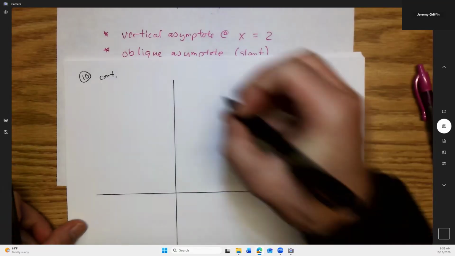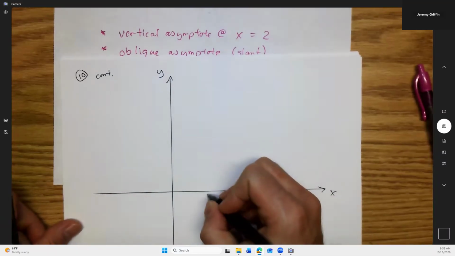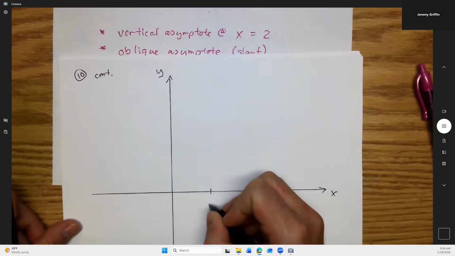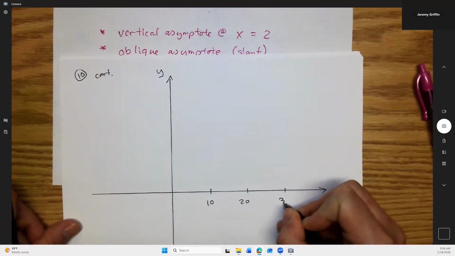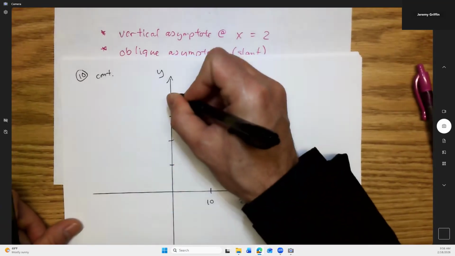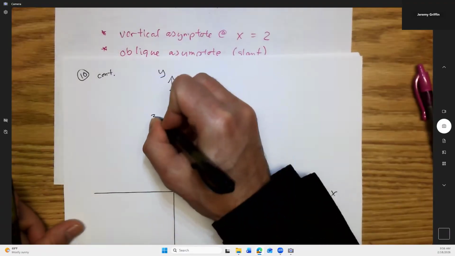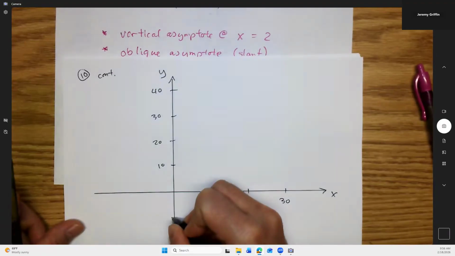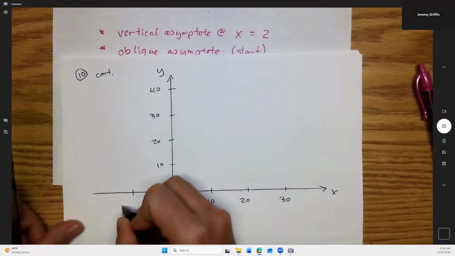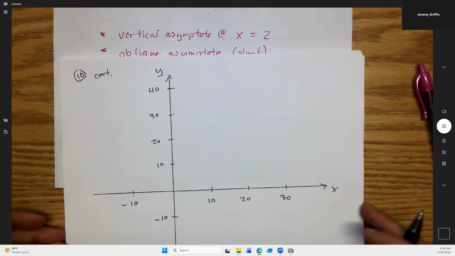So you've got the x-axis, y-axis, and let's go. It's kind of weird. Let's go 10, 20, 30, like this, and then 10, 20, 30, 40. So, 10, 20, 30, 40. Is that okay so far? It's got basically that.